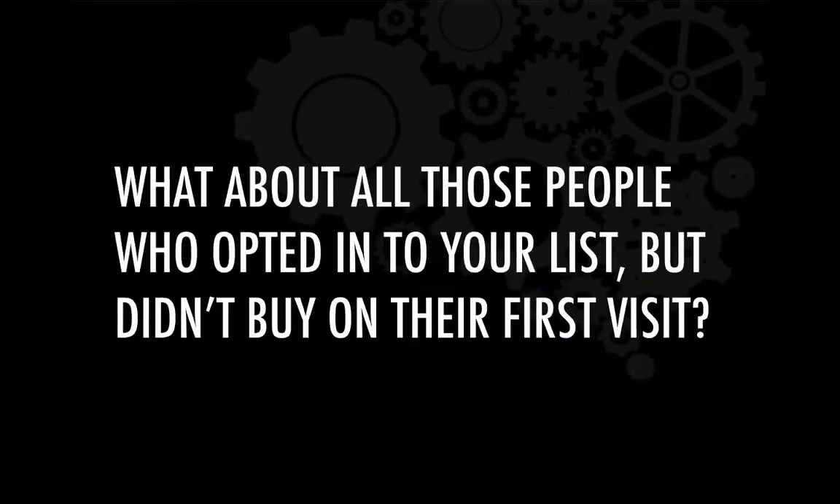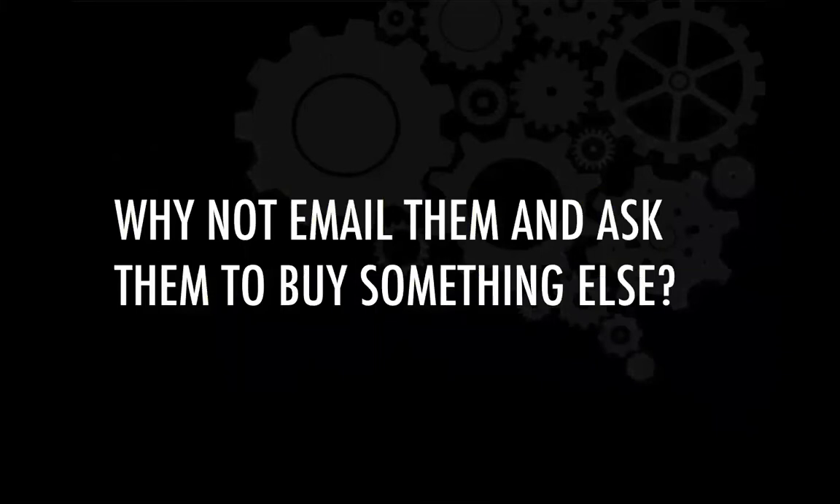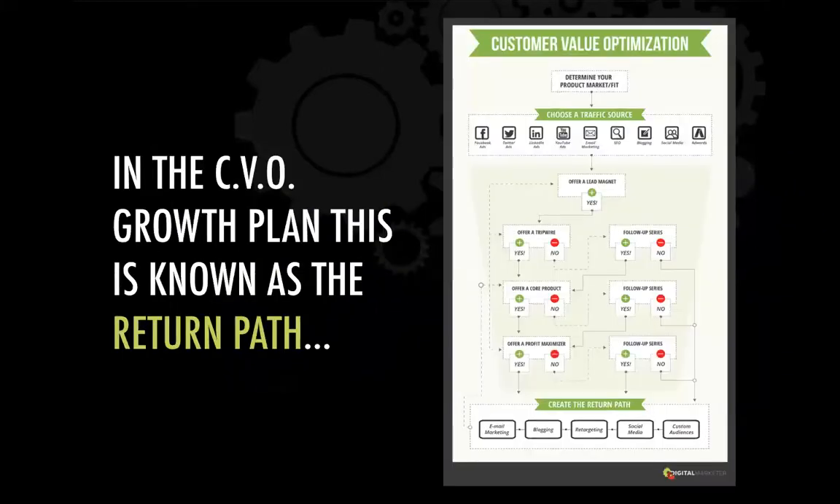But that's not all. What about those people who opted into your list but didn't buy on their first visit? Why not email them and ask them to buy something else? In the CVO growth plan, this is known as the return path. That's at the bottom, you see? So we can join the return path. This customer has already bought everything.